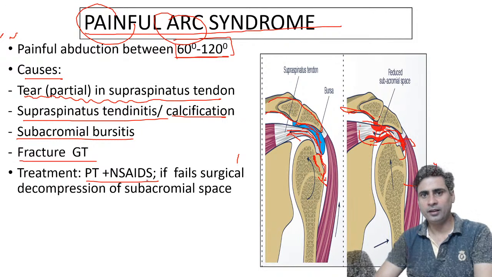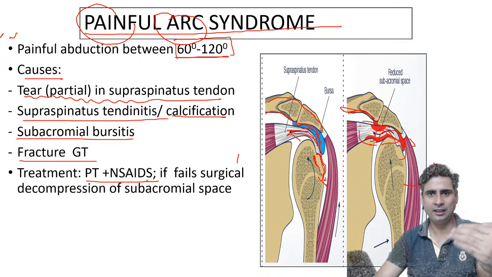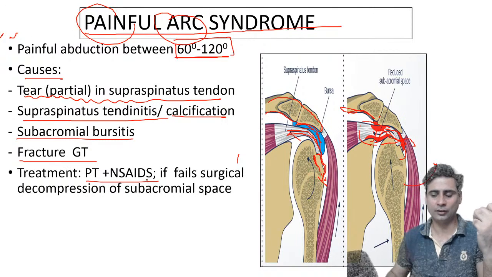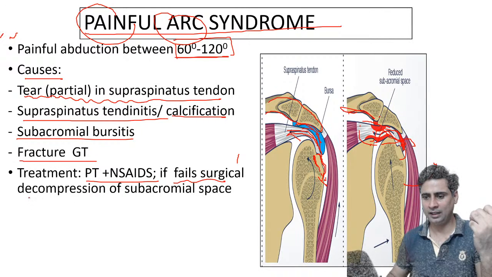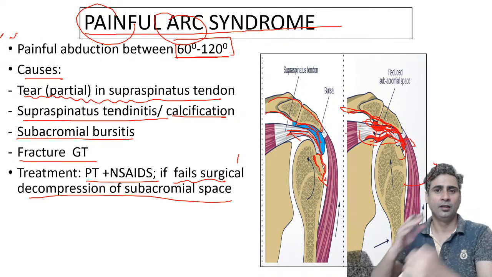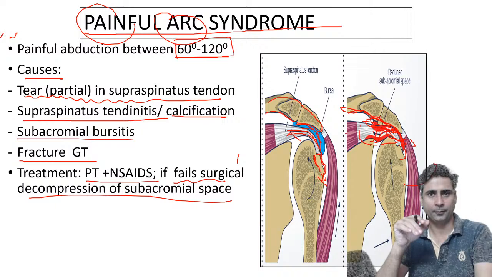If conservative treatment is not successful, and that happens in less than 5% of cases, then arthroscopic subacromial decompression is done. We decompress this area so that more space is available for movement.